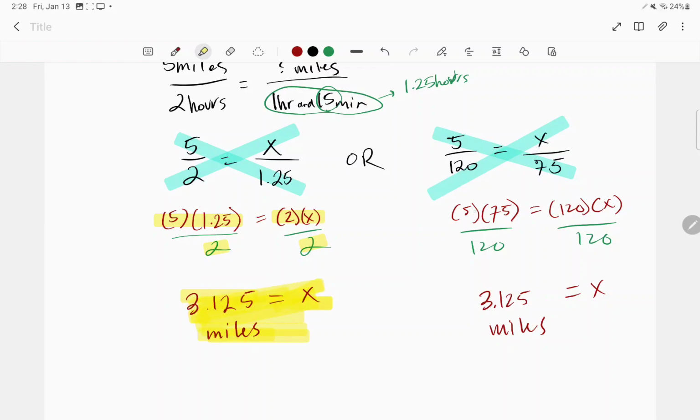And then over on the right side, you do the same thing. Here's your cross products right there. Then you would divide out that 120 there to both sides. And then 5 times 75, divide that by 120, and you get 3.125. So you got to make sure that you have all of that right there.